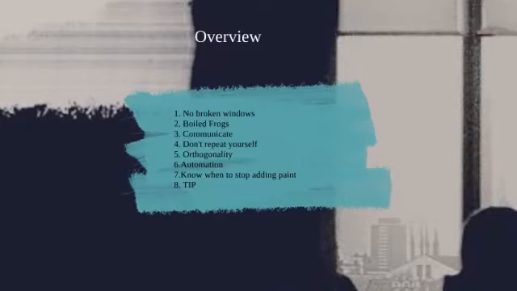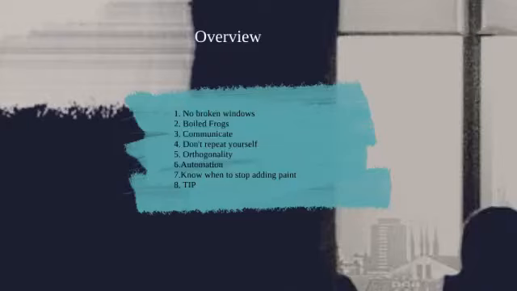Before going into the video, let's have an overview. This video includes 7 pragmatic techniques and a tip, which is to be applied to a team to be a better pragmatic team. Now, the techniques are no broken windows, boiled frogs, communicate, don't repeat yourself, orthogonality, automation, and know when to stop adding paint. And also, a tip is included. Now, the tip in here is listed last, but in the video, it is included in between.